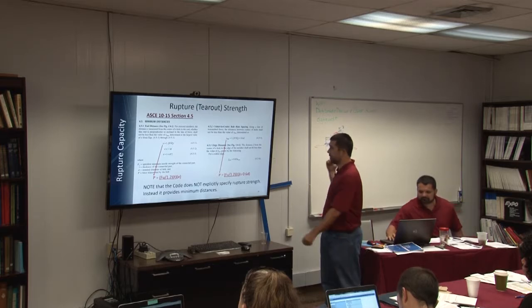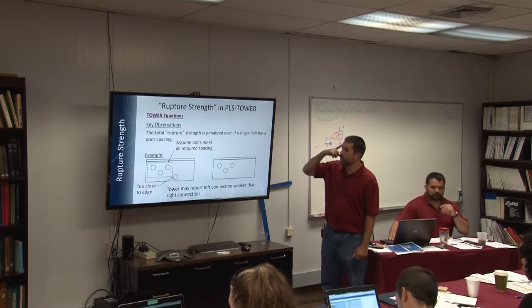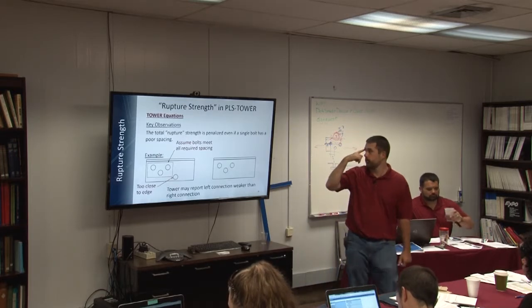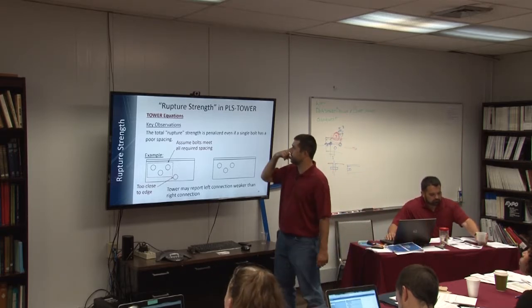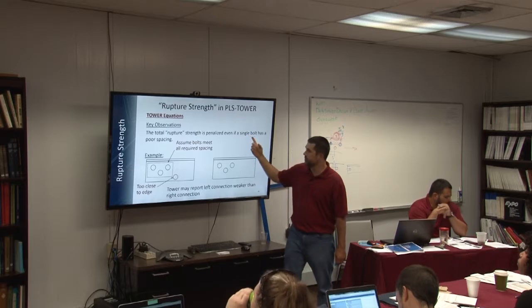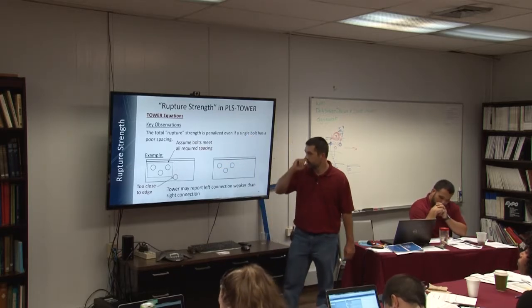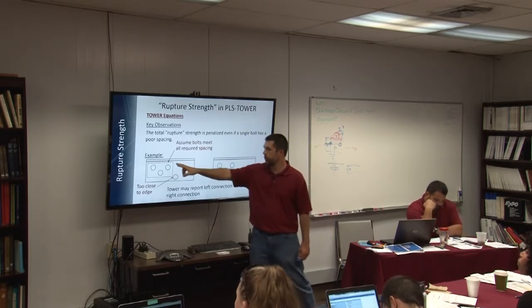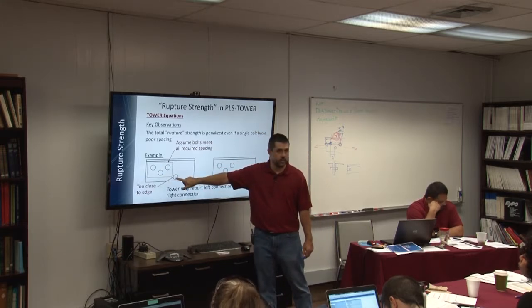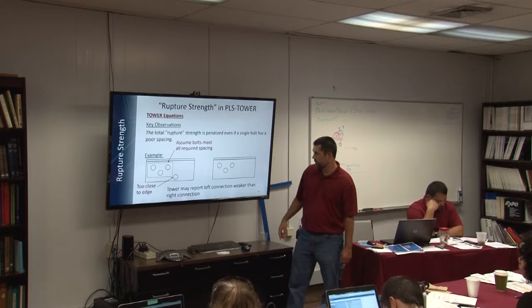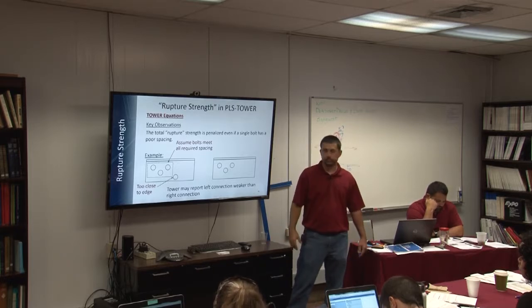Okay, so you can go to the next slide. Let me see what it is. So a couple of key observations of this approach, right? Number one is that the total rupture strength is penalized even if a single bolt has poor spacing. Let's say that all these 3 bolts meet all my requirements, but there's this rogue bolt down here that is too close to the edge.